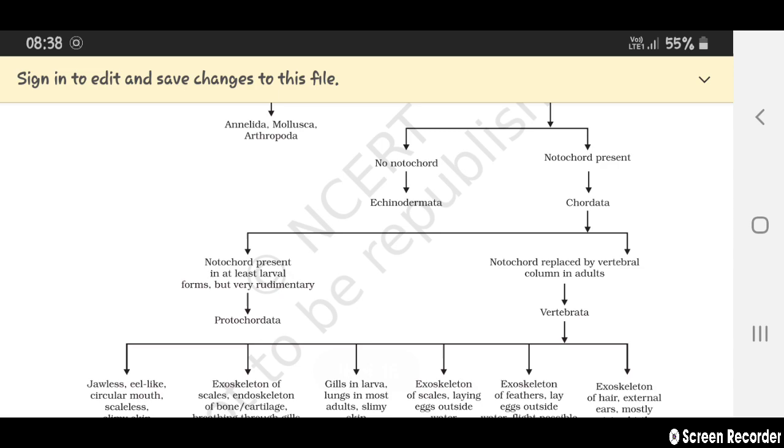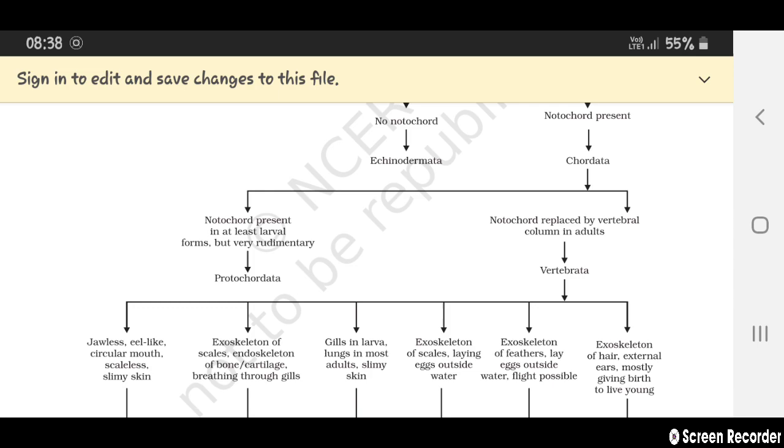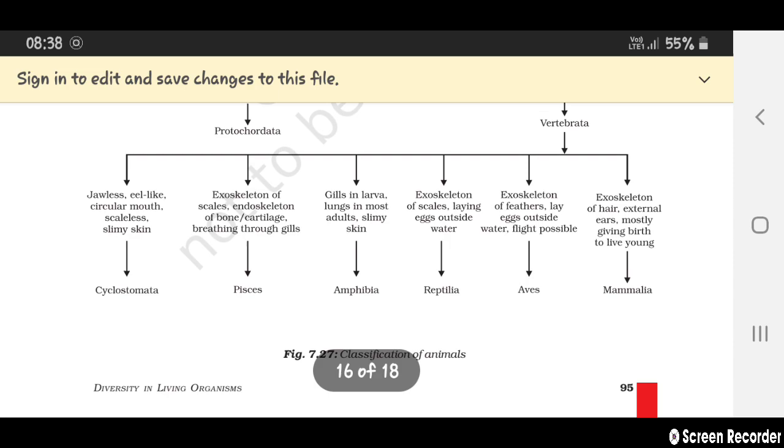In Chordata, there are two types. Notochord present in at least larval forms, but very rudimentary: Protochordata comes under this. Notochord replaced by vertebral column in adults: Vertebrata comes under this. And in Vertebrata, there are around six types.